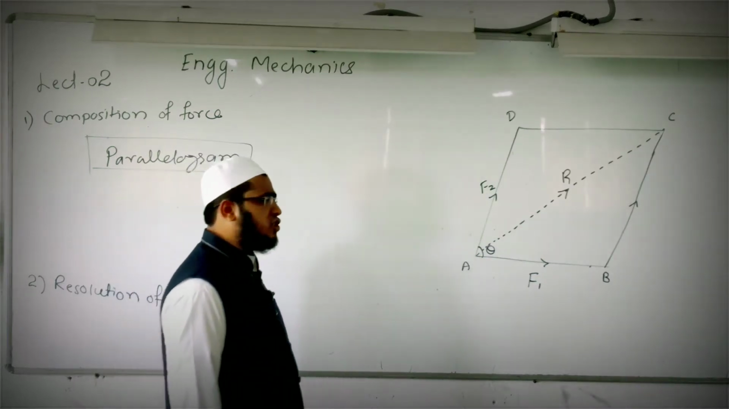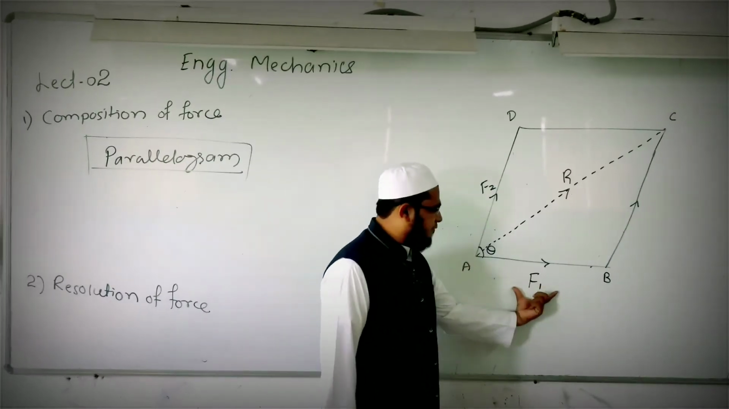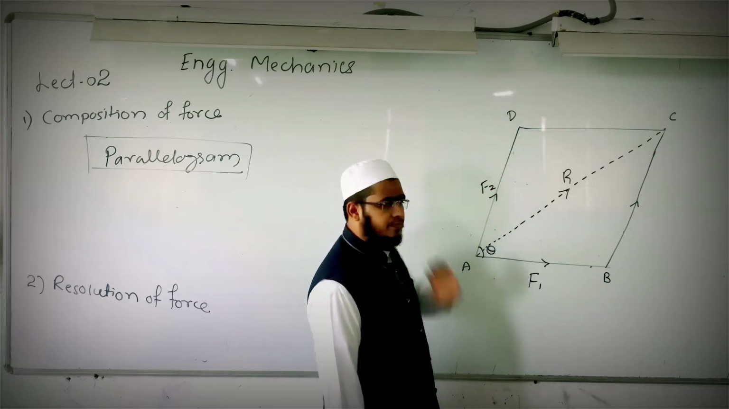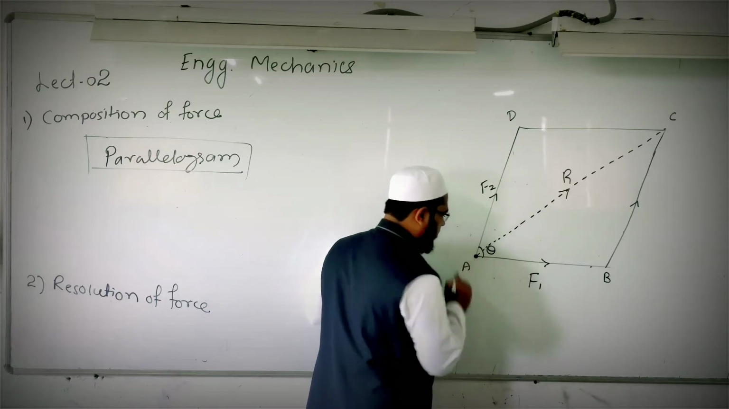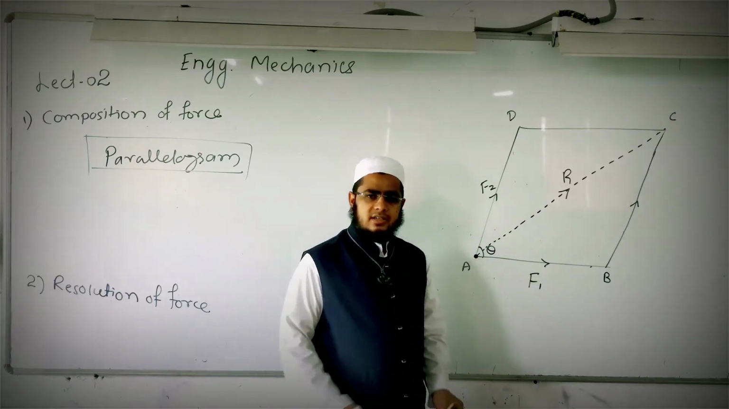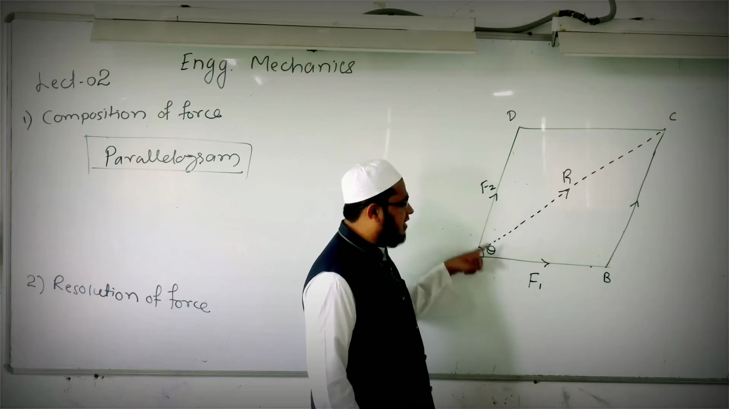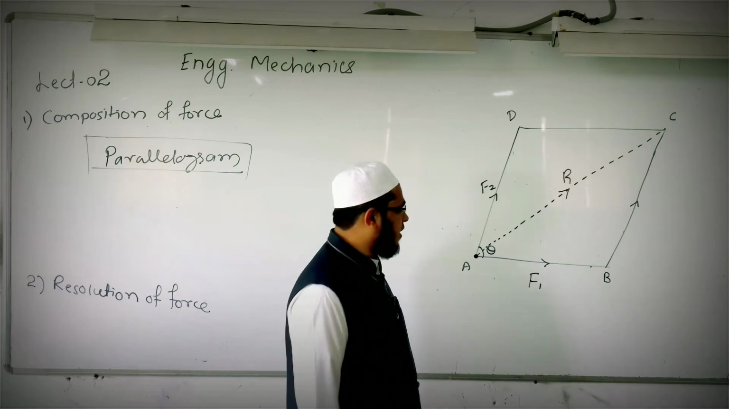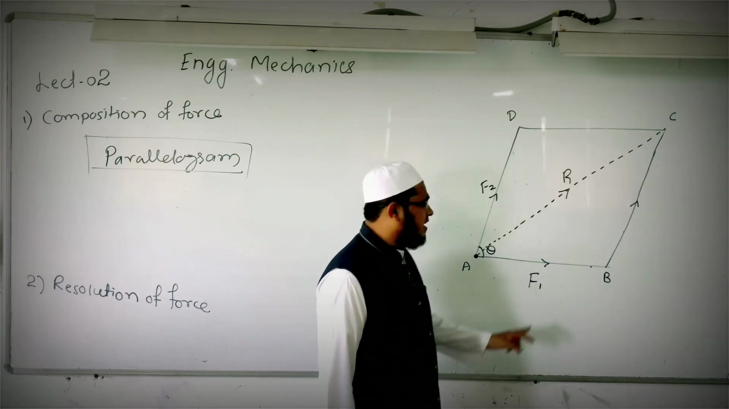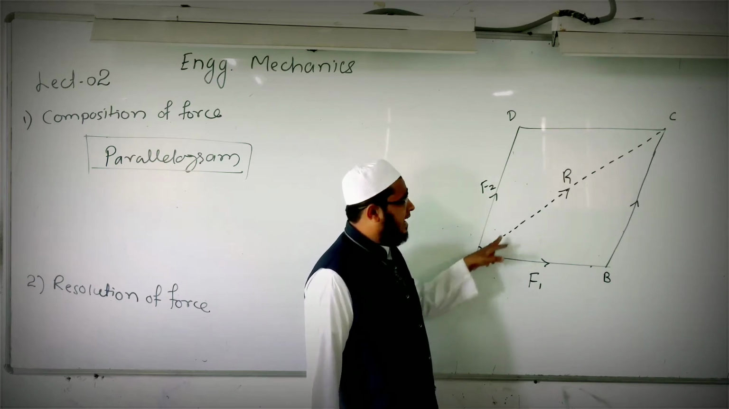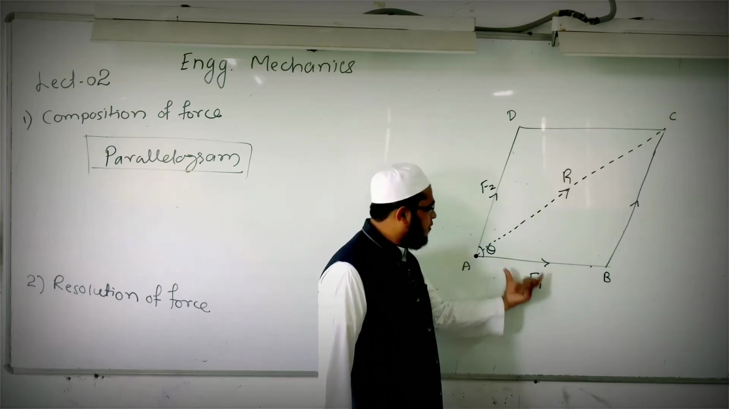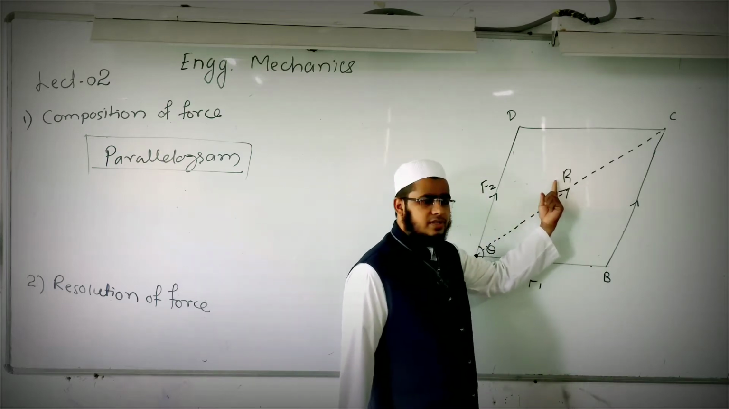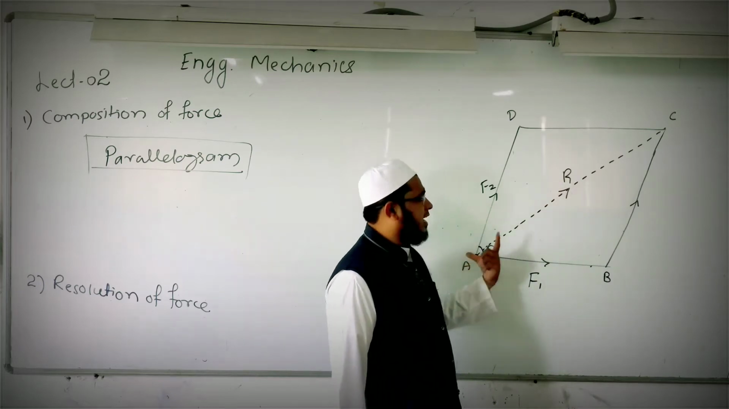We will understand this principle with the help of the figure. Assume that F1 is the force represented by vector AB and F2 is the force represented by AD. Both are acting at point A. The law of parallelogram states that if two forces acting concurrently are represented in magnitude and direction by two adjacent sides of the parallelogram, then the resultant of these two forces is the diagonal of the parallelogram. Means the forces F1 and F2 act at A, and the resultant is R, which is represented in magnitude and direction by the diagonal AC.